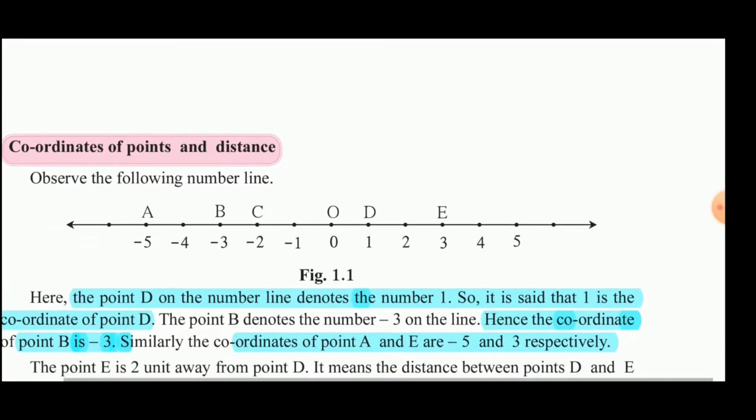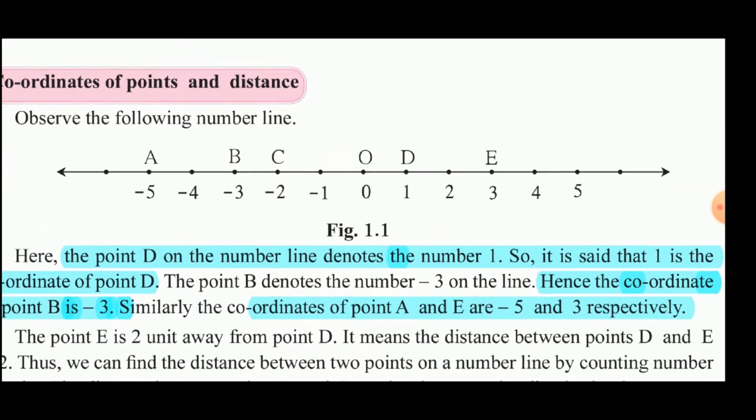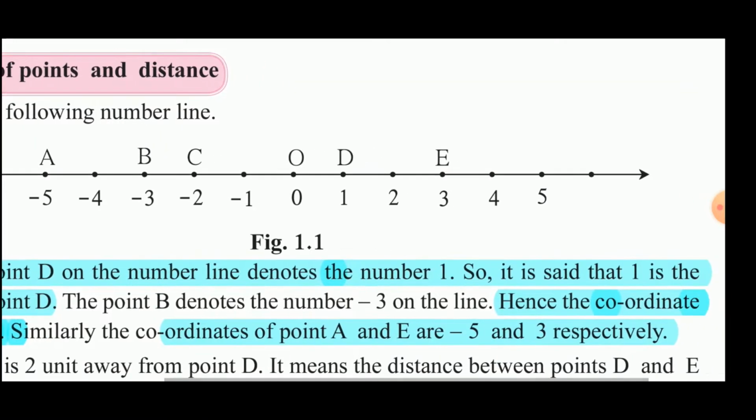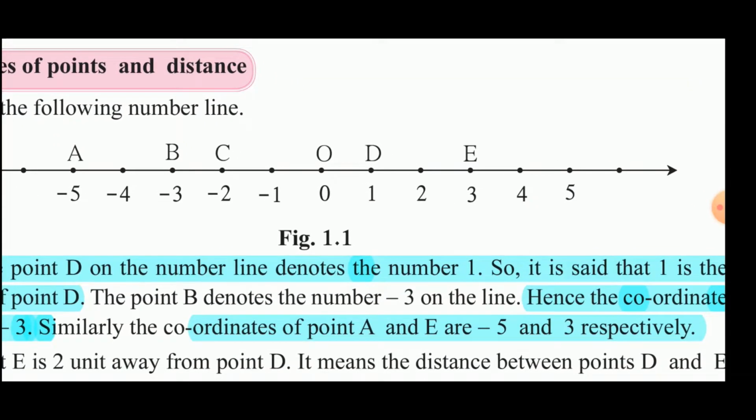Now first let us observe this number line in the figure. On this number line, you can see there is an origin which is denoted by O. Points D and E are on the right side of the origin, and points A, B, C on the left side of the origin. Related to every point on the number line, there is a number. With point O, the number related is 0. With D, it is 1. With E, it is 3. With C, it is -2. With B, it is -3. And with A, it is -5.